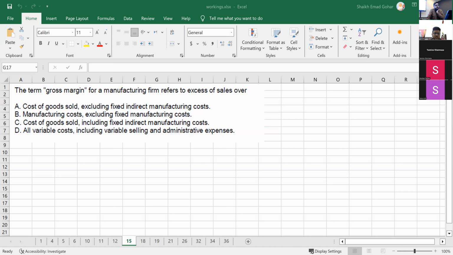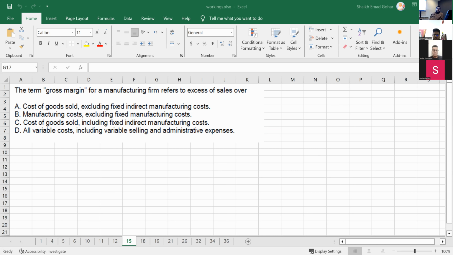So what is the question now, my friends? The question is, the term gross margin refers to excess of sales over what? So they are asking the formula of gross margin. So my friends, the answer is C. What is gross margin? It is sales minus cost of sales, right or not?